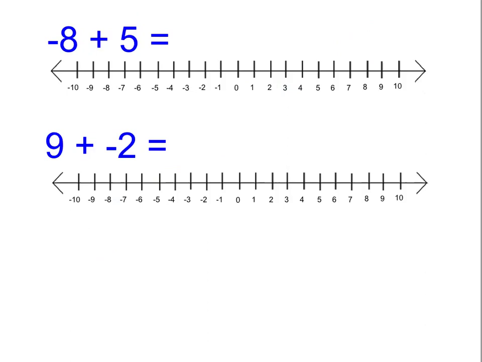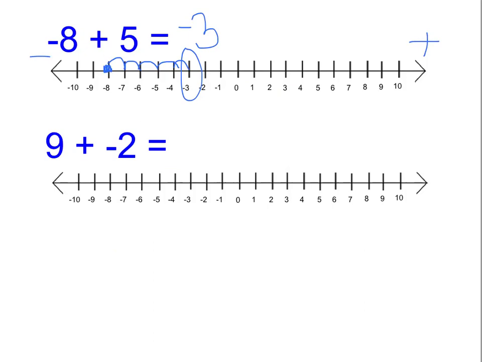-8 plus 5, and go to the -8. Now I'm moving 5 to the right. I go to the right because it's a positive number. Think of a positive number as going toward the positive end on your number line, and the negative number is going toward the negative end on your number line. So I'm going to go up 5. 1, 2, 3, 4, 5, and I end at -3.